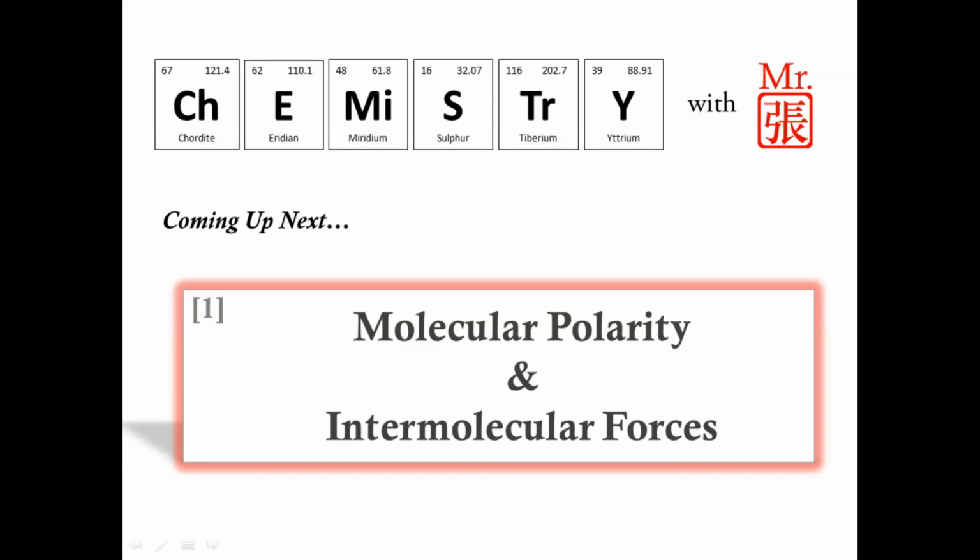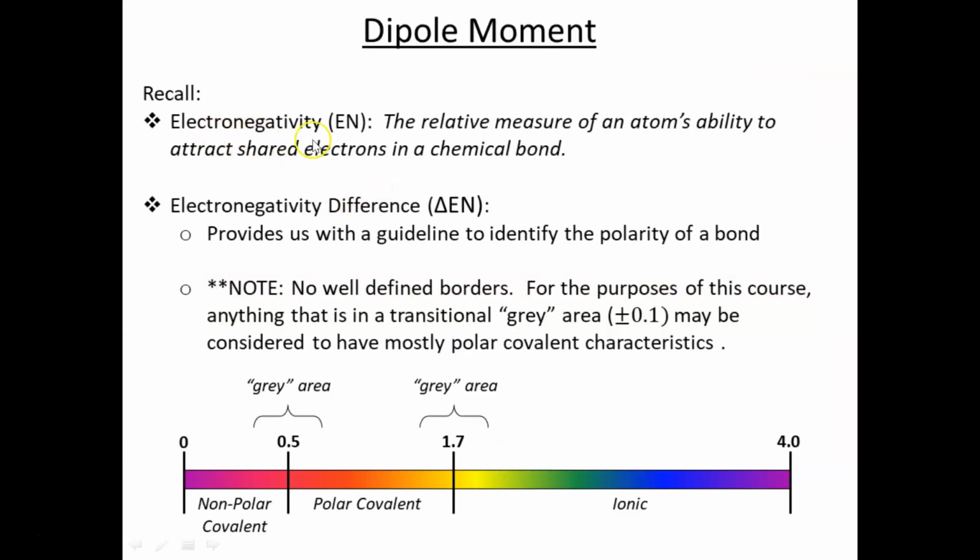In this video tutorial, we will introduce the concepts of molecular polarity and intermolecular forces. Now, if you recall, electronegativity, En, is the relative measure of an atom's ability to attract shared electrons in a chemical bond. The higher the En value for the atom, the greater its attraction for electrons. And of course, the lower the En value, the less of an attraction it has for electrons.